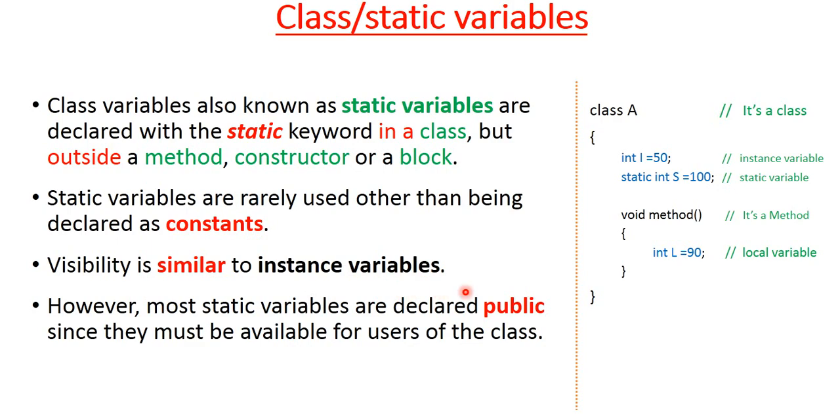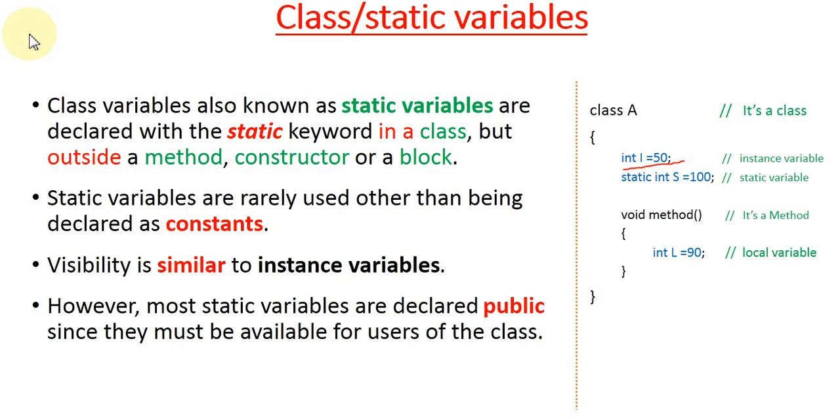Visibility is similar to an instance variable, as we said that it is very similar to an instance variable. However, most static variables are declared public, since they must be available for users of the class. So all the static variables are actually declared as public, so that all the other methods inside a class can access the static variable. So we are following the same example.